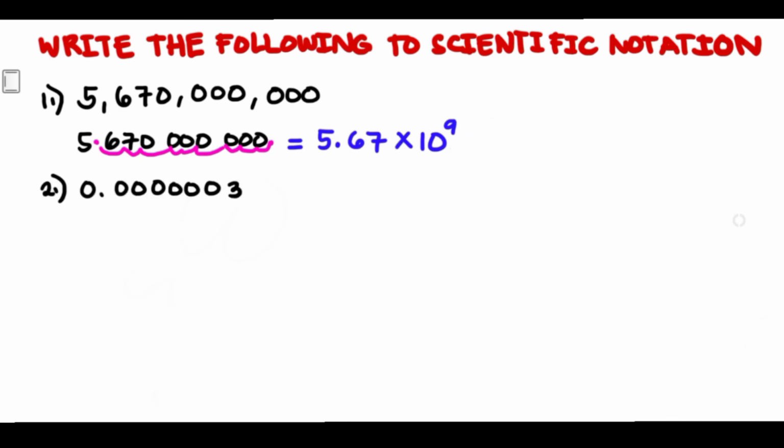So, let's have example number 2. Ayan po siya. Very small number. Kinopya ko ulit siya para ma-move natin. So, ang decimal point po ay nandito. Para mapunta tayo after the first non-zero digit, so after 3, ganito yung gagawin natin. 1, 2, 3, 4, 5, 6, 7.